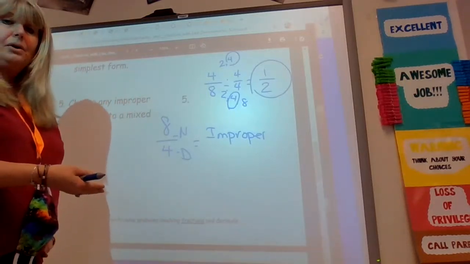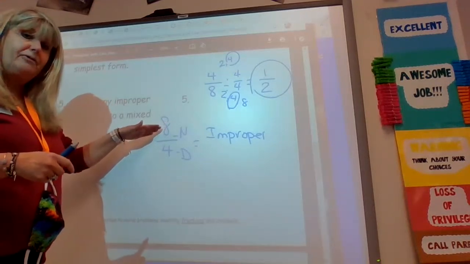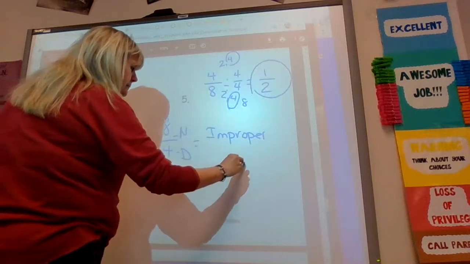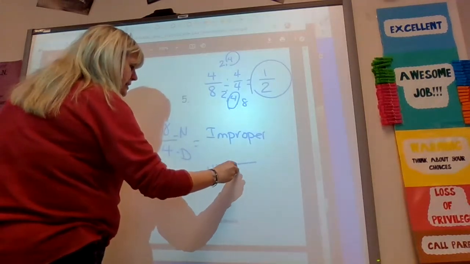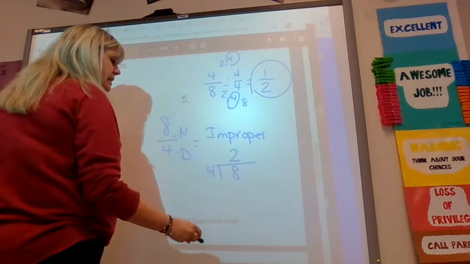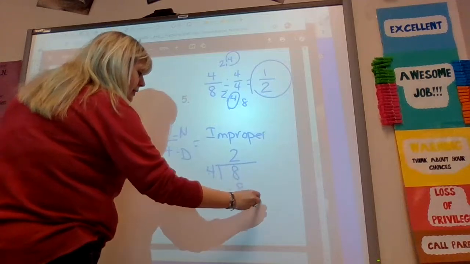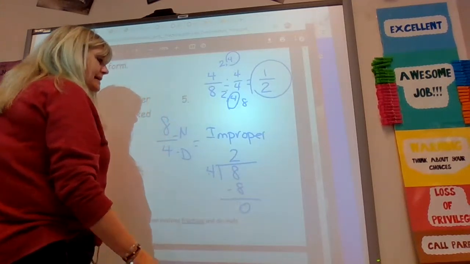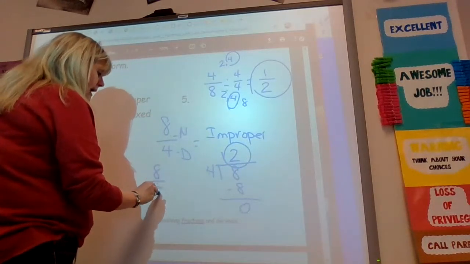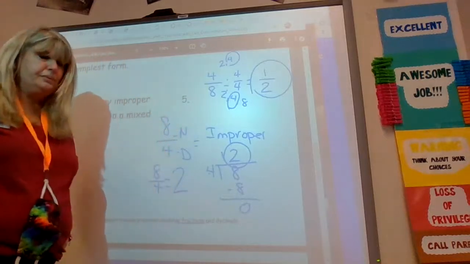How do we do that? Remember, you either multiply or divide. But if it's an improper fraction, you're going to divide. So 4 is my divisor. 8 goes into the dividend. How many groups of 4 can I get out of 8? 2. That was the divide. Multiply. 2 times 4 is 8. There is nothing to subtract or bring down. So my mixed number, 4/8, is the same as the whole number 2.